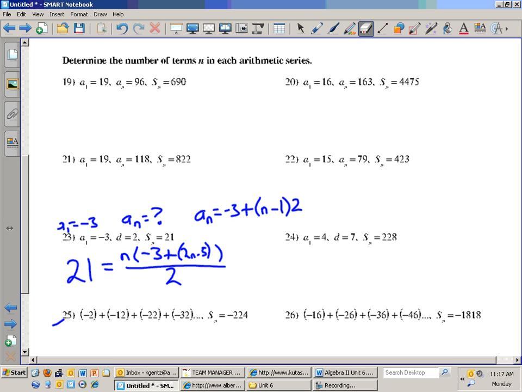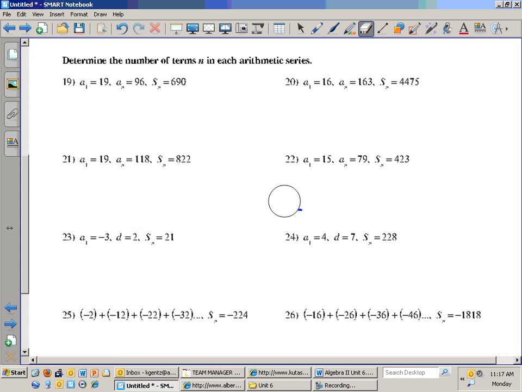But first, let's look at one that's just a little bit more challenging. You can cross off 25 and 26. But let's look at problem 19 and problem 23, and then you guys can do some work there.